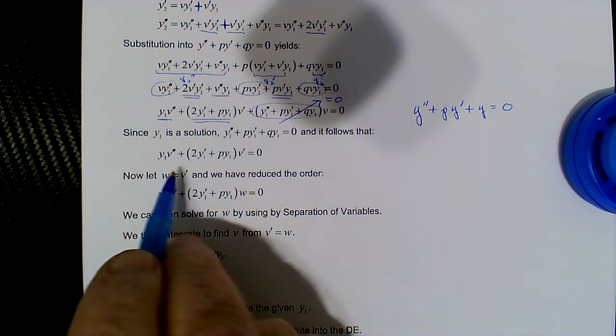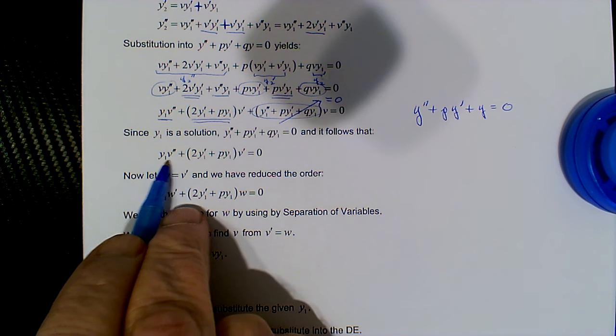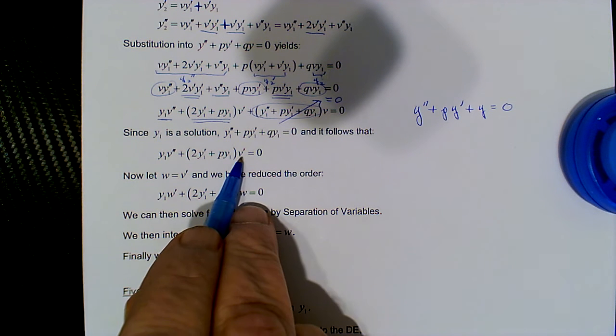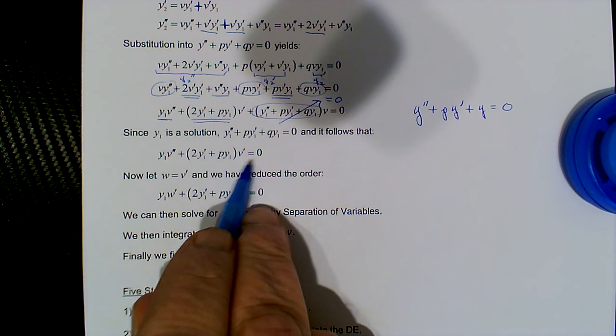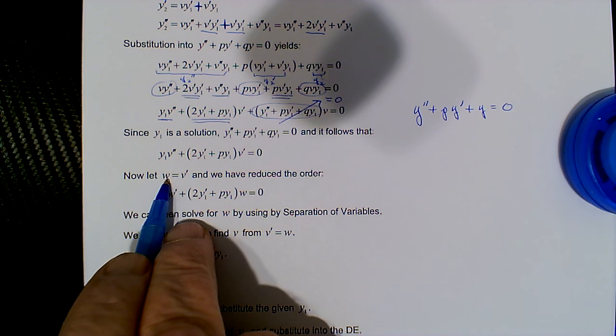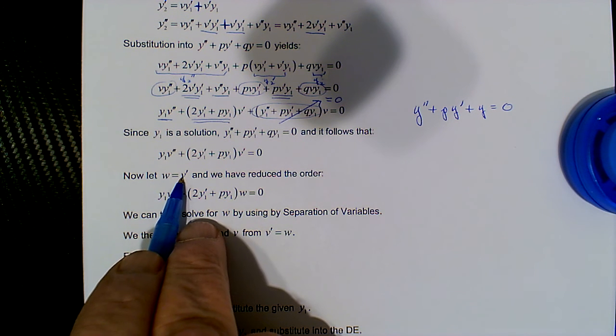And we just have the first two terms involving v double prime and v prime. So basically we've reduced the order because there's no v anymore. And what we're going to do is let w equal v prime.